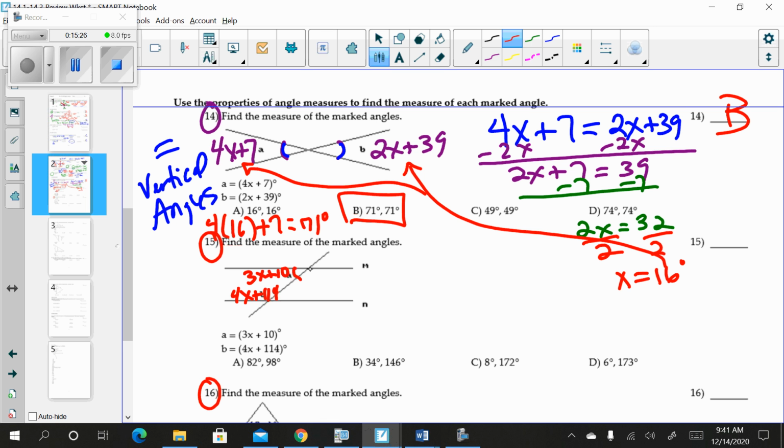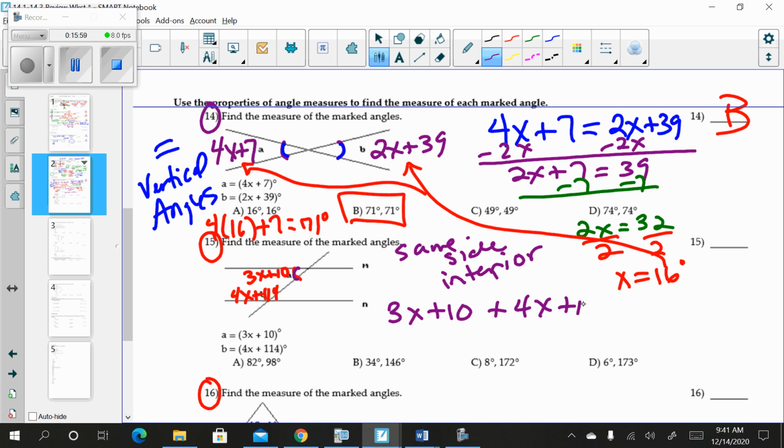Okay, now what's the relationship between those two angles? If you go back to your notes here, these are parallel lines. They're on the same side of this transversal, we call it, that cuts through both of those parallel lines. So they're same side interior, because they're on the inside. What do we know about same side interior angles? Well, one of them is acute, the other one's obtuse, so they can't be equal to each other. What they do is they add to 180. So 3x plus 10 plus 4x plus 114 is equal to 180 because they're same side interior, right? One's acute, one's obtuse. You have to just know the relationship. If you know the relationship, you can write the equation.